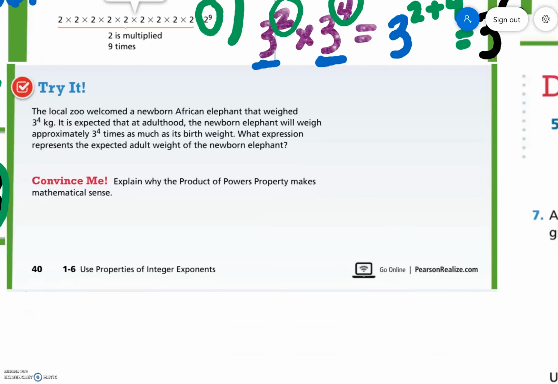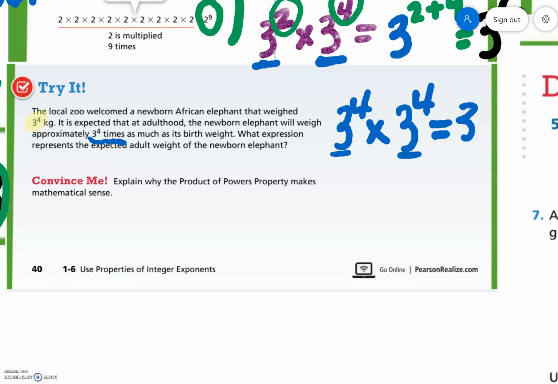Try it. The local zoo welcomed a newborn African elephant that weighed 3 to the 4th kilograms. It is expected that in adulthood, the newborn elephant will weigh approximately 3 to the 4th times as much as its birth weight. So we have the starting weight of 3 to the 4th. And then we know it's going to be 3 to the 4th times as much. So that's telling me to multiply by 3 to the 4th. So we're multiplying, we have the same base. So we keep the base the same.